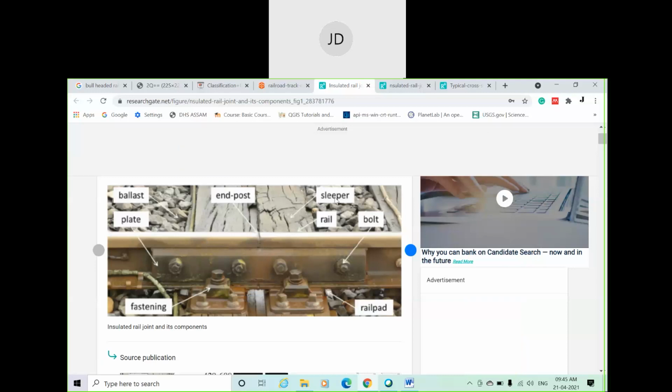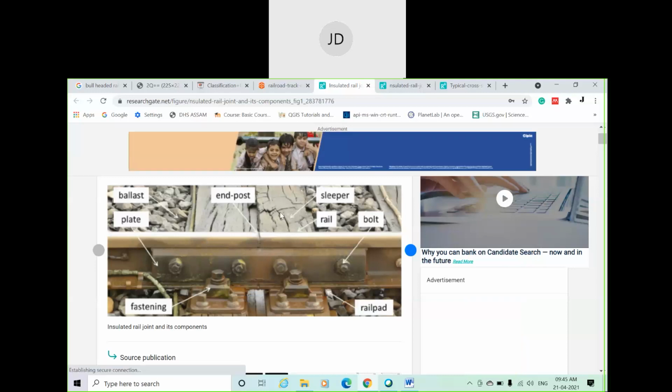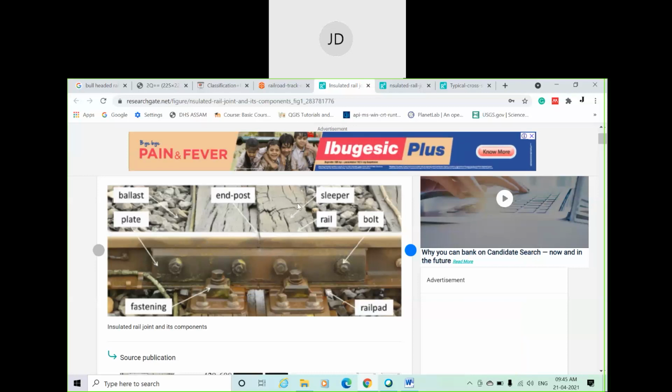This is the rail and these are sleepers. You can see some wooden sleepers are placed over here. And here you can see some bolts are fastened. Four bolts are given here. This is your fish plate. Then there is ballast.